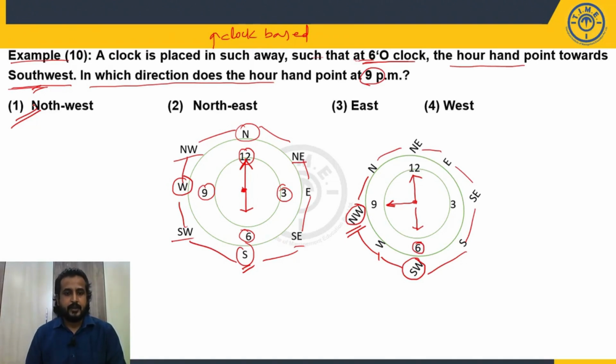Fine? Okay. So practice more questions, then you will gain more confidence. Only by simply listening, we cannot answer the direction questions. We need to practice. Once you practice, you will get the confidence. Okay. So please keep practicing. If you get any doubts, please get back to us.